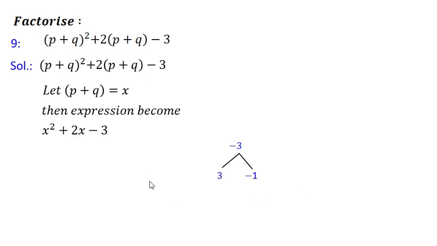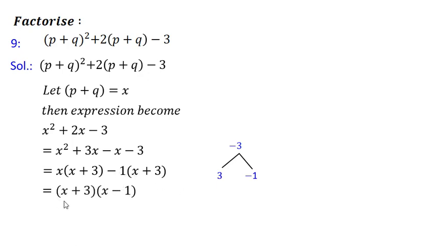So write this expression as x square plus 3x minus x minus 3. Now from these first two terms you can take x common. So after taking x common, you have x plus 3 in one bracket. Now you want x plus 3 here also. So take minus 1 common. So after taking minus 1 common, you have x plus 3. Now you take x plus 3 common. So in one bracket you have x plus 3 and in other bracket you have x minus 1.